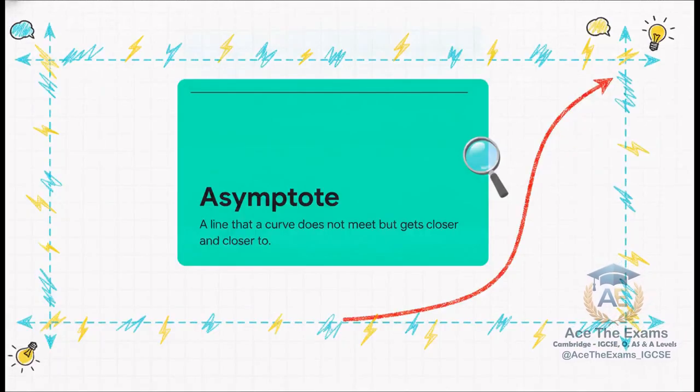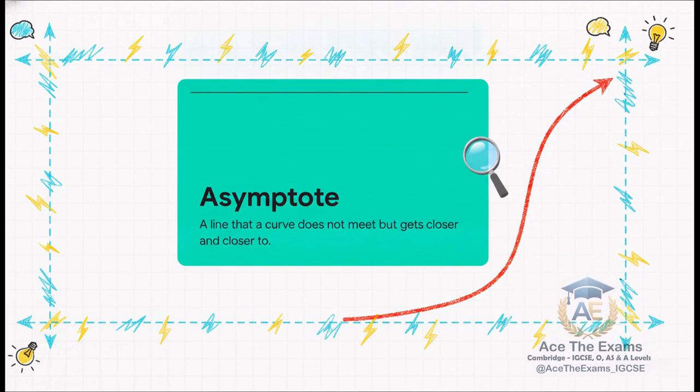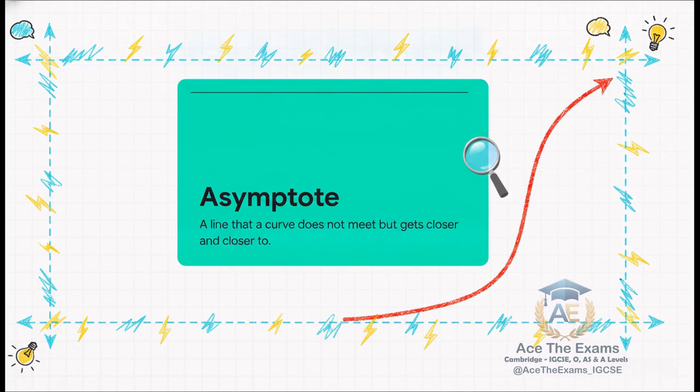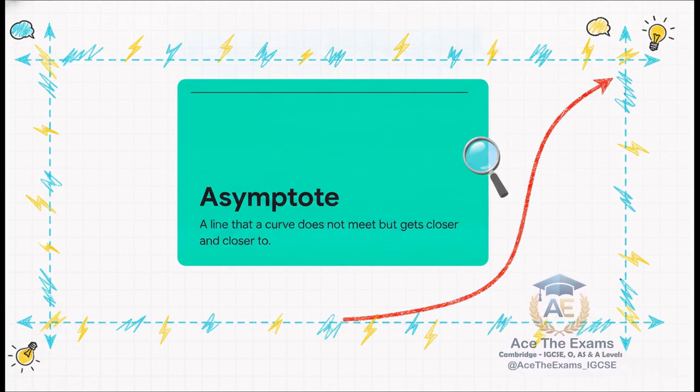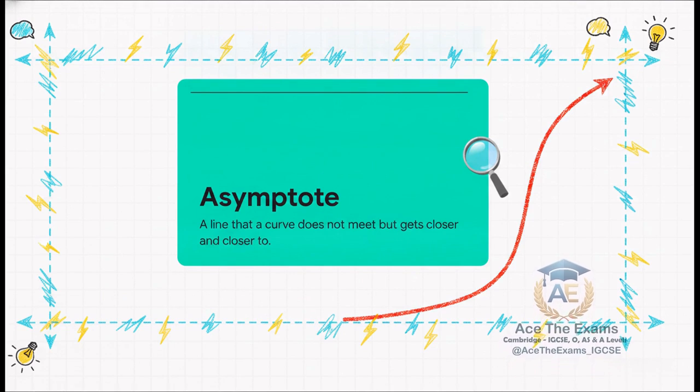Now, let's address a major pitfall where Sam always loses marks, the asymptote. This is a critical vocabulary word for your exam. An asymptote is a line that the curve gets closer and closer to, extending out to infinity, but it absolutely never meets or crosses it.